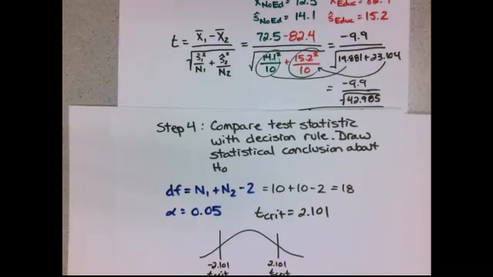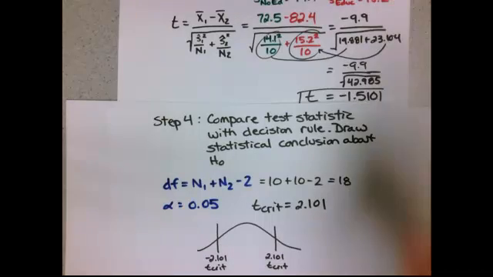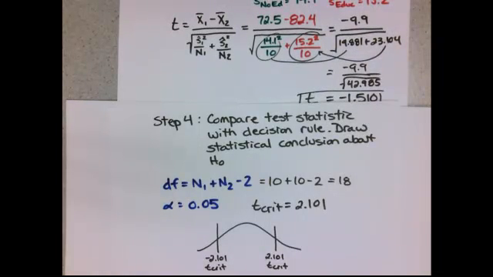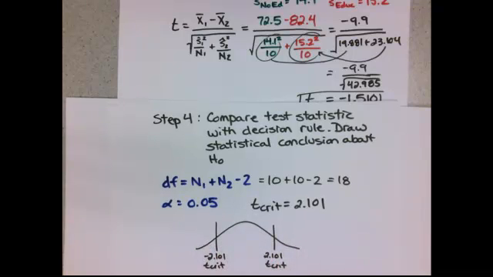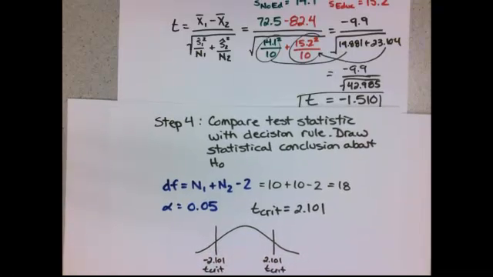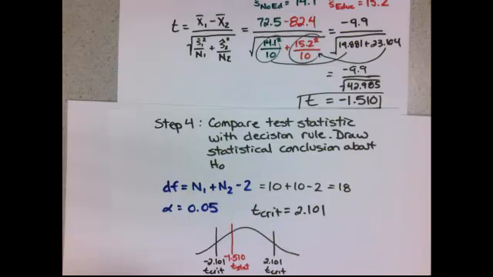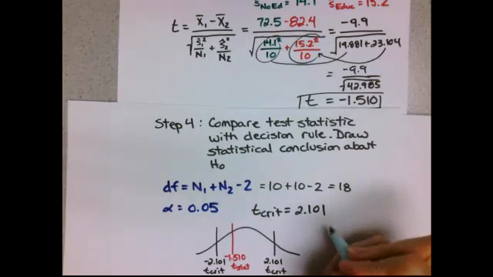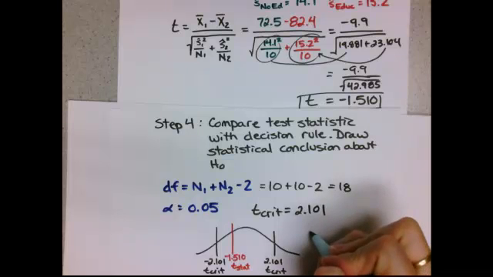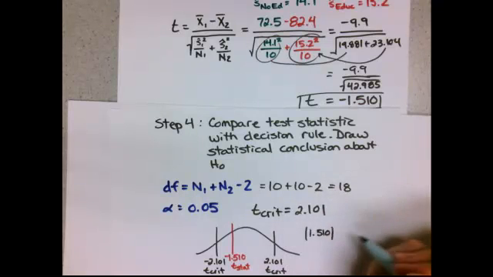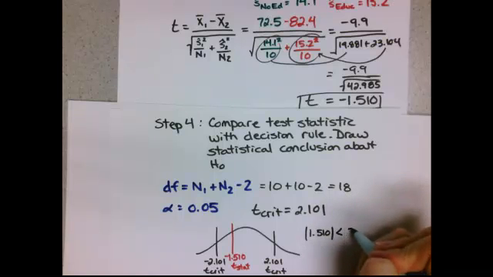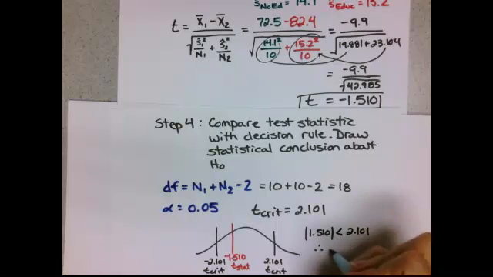Recall that if our data is in the tails, that's when we reject our null hypothesis. If it's in the middle, we do not reject our null hypothesis. Our calculated value of t is negative 1.510. That's our t statistic. And it's within that inner region. So we will retain the null hypothesis in this case. And we can look at this in terms of absolute values. So 1.510 is less than 2.101. Therefore, we retain our null hypothesis.